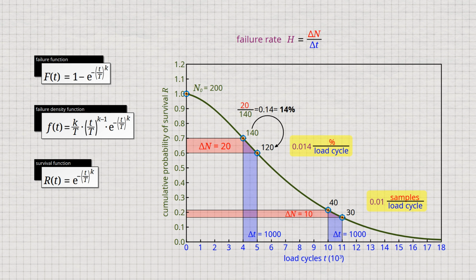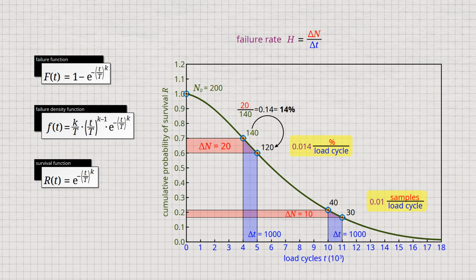If, for example, we still had 100,000 intact samples after 4,000 load cycles, 14 samples would fail with each subsequent load cycle. Of course, it should be noted that the failure rate in principle already changes with the next load cycle, and this statement is therefore only valid in a very limited range.